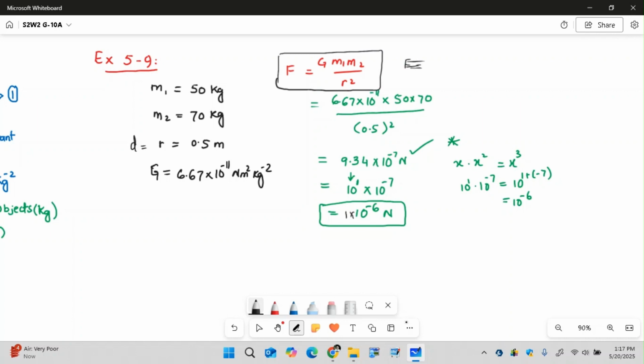We can write R or D. When we substitute the values, we get 9.34 into 10 to the power negative 7, and when you round 9.34, because your question is about approximation, it is 10 to the power 1 into 10 to the power minus 7. So you can simply say 10 to the power minus 7 plus 1, that is 1 times 10 to the power negative 6 Newton. So I would like you guys to correct it. Thank you so much. Let us move to the next example.